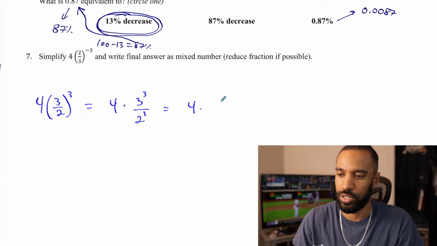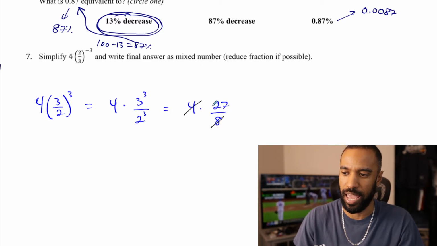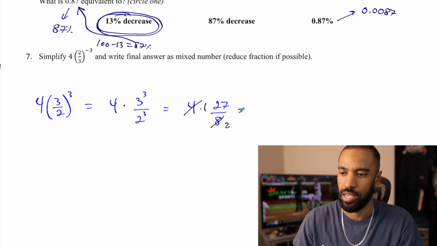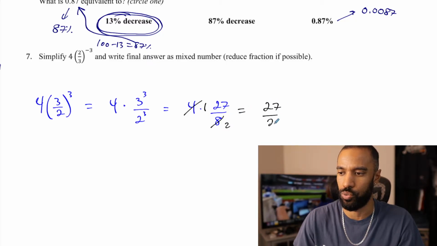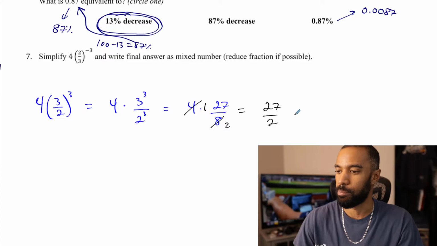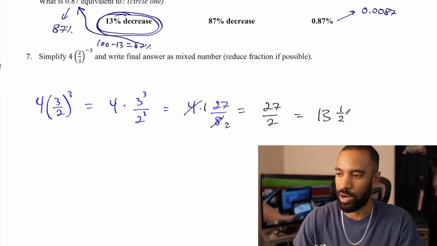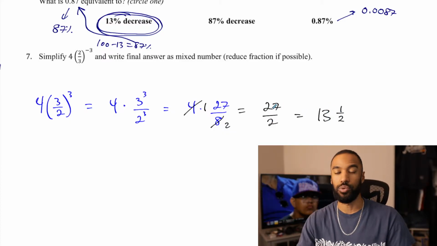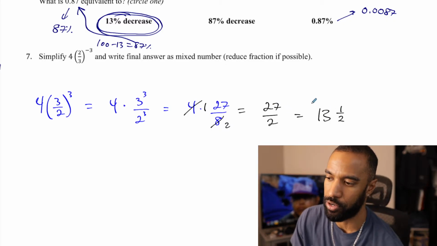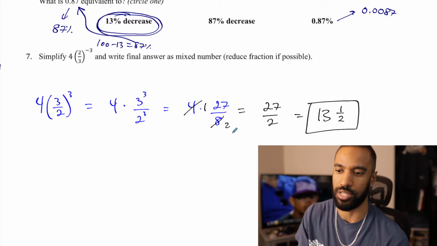That leaves me with 4 times 27 over 8. Instead of doing 4 times 27, let's do 4 divided by 8. That reduces to 1 over 2. So that gets us 27 over 2, which cannot be reduced. As a mixed number, that is 13 1/2. 2 goes into 27 13 times with a remainder of 1. So the answer is 13 1/2.